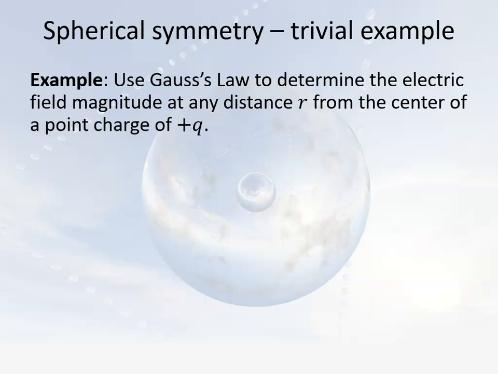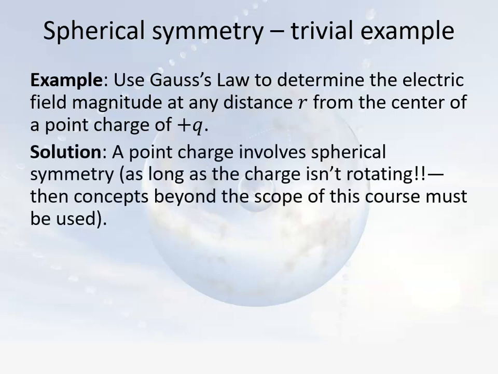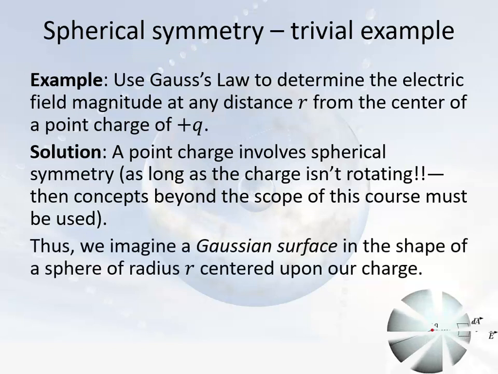So, let's see how that goes. Our first example, which is trivial. Use Gauss's law to determine the electric field magnitude at any distance r from the center of a point charge q. Wait a second, we already know this. Well, the point is we're going to see how Gauss's law is used for something like this so that we can then extract the general procedures for more difficult problems. So, a point charge involves spherical symmetry, as long as the charge isn't rotating. And thus, we can imagine our Gaussian surface in the shape of a sphere of radius r.